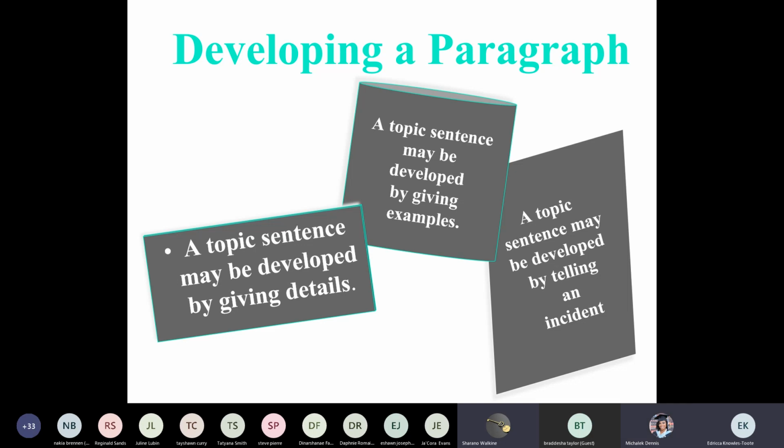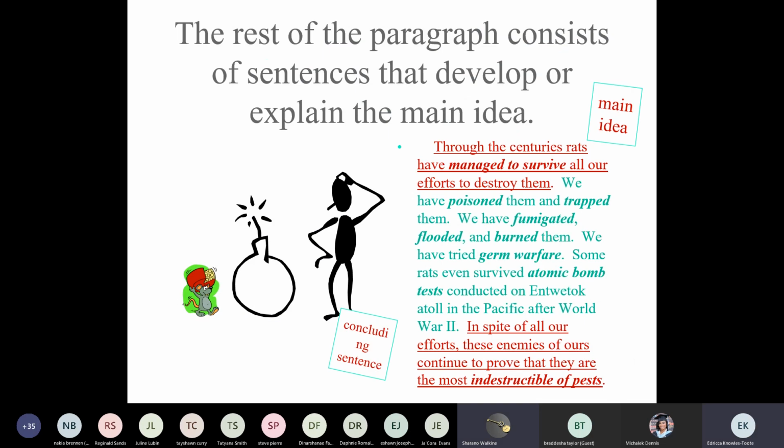Okay. So remember, we developed this paragraph, our topic sentence, by giving examples, details, or by telling an anecdote. The rest of the paragraph consists of sentences that develop or explain the main idea.